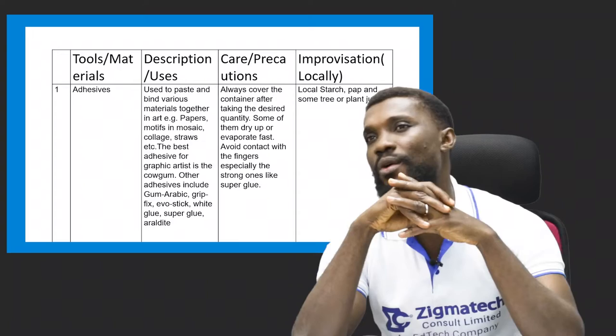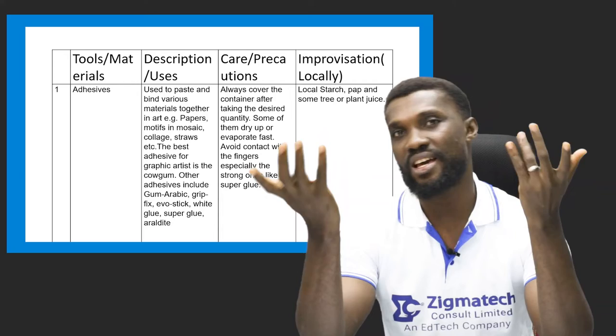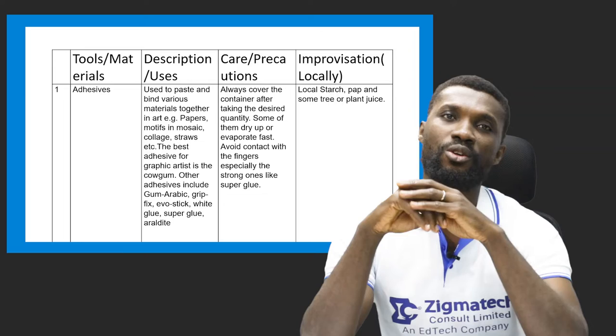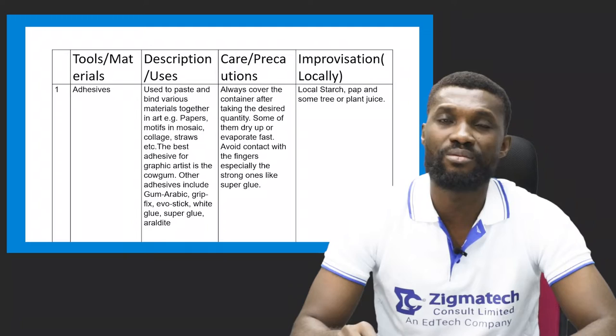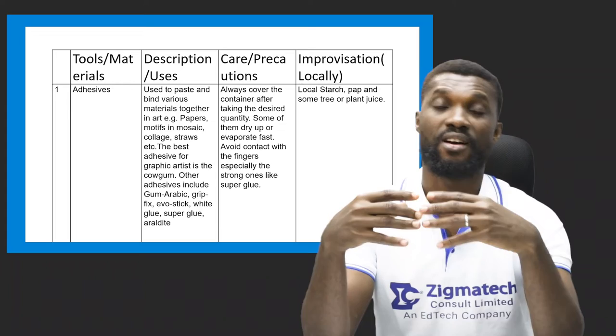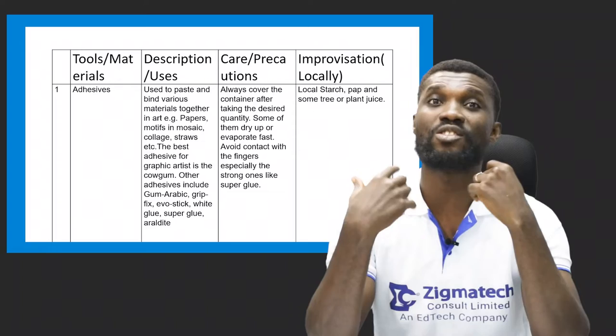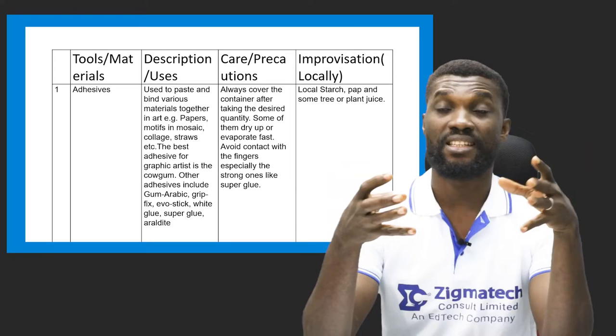Now, improvisation. How can you improvise glue? You can improvise glue with low-cut starch. For those of you that want to make paper mache and you don't have top bond, you can use your low-cut starch, your pap, to make this glue. Sometimes some of my students use what I call a floater. It's the white thing inside a new product. I think you call it Styrofoam. You can actually use that to create your own glue. You use it, mix a little fuel or something, and then stir it. You understand? Then you can create your own glue. So this is exactly what the adhesive does.